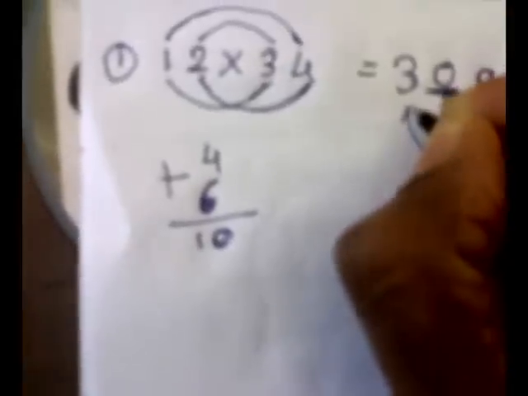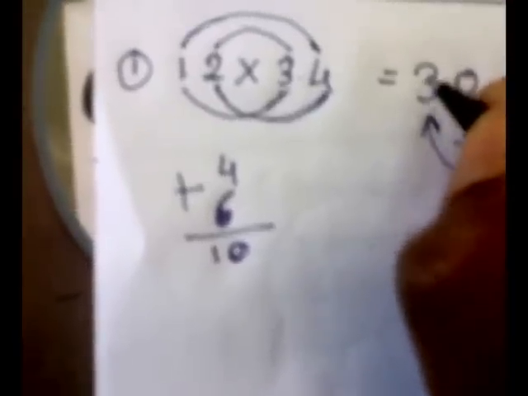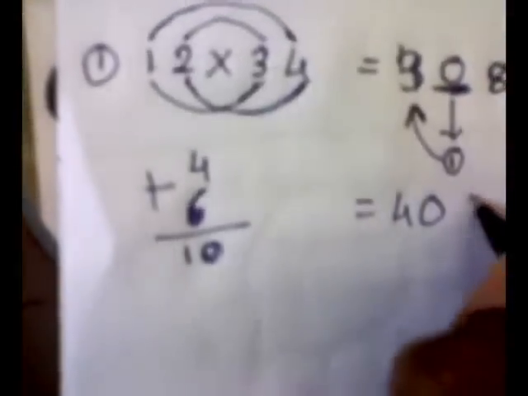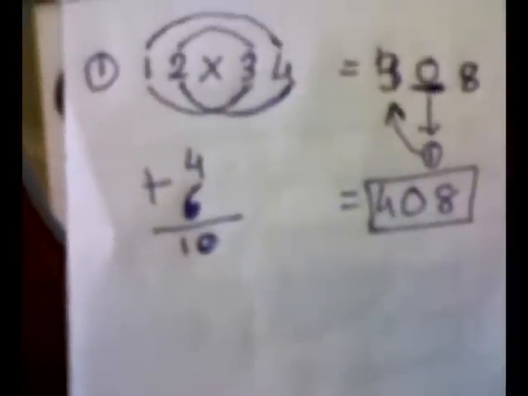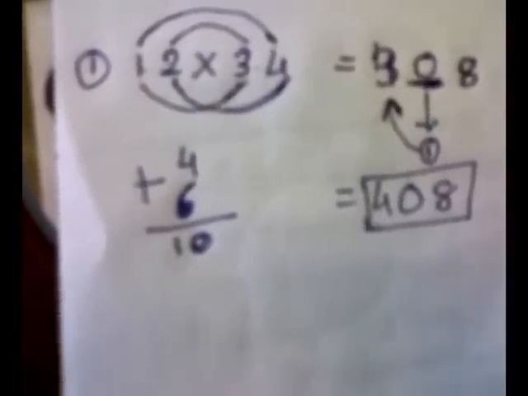That carry we will add to this number 3, so this 3 becomes 4, so the final answer will be 408. Okay, now this method is applicable for any kind of two digit numbers. Okay, let's take another example.